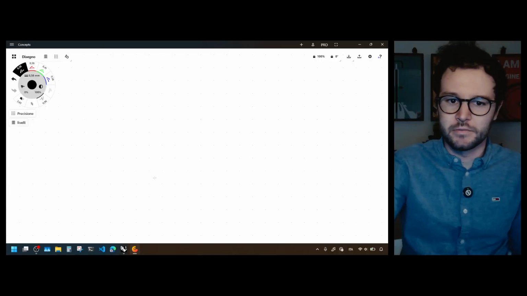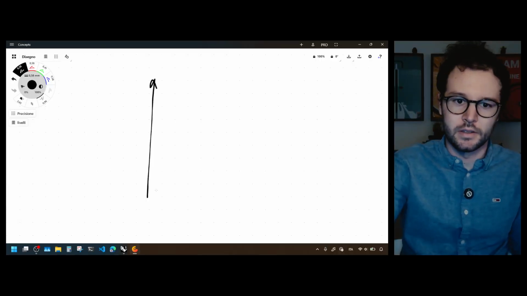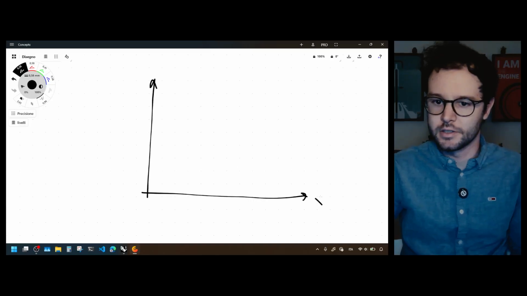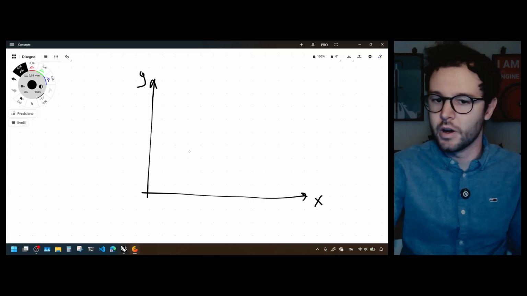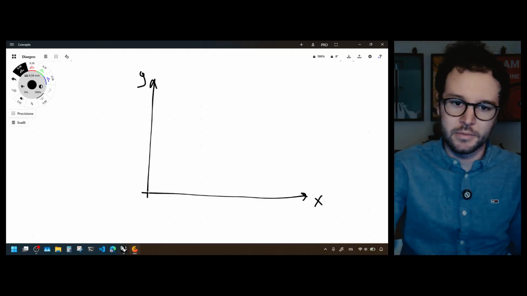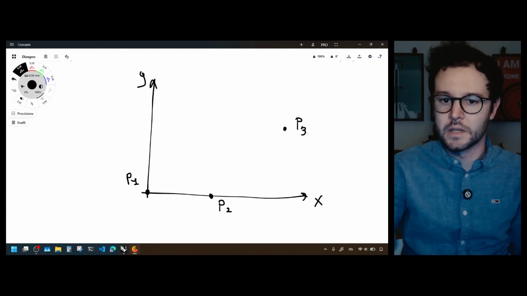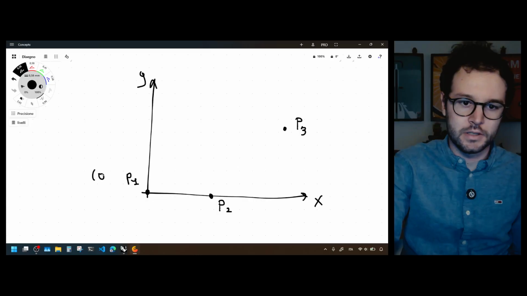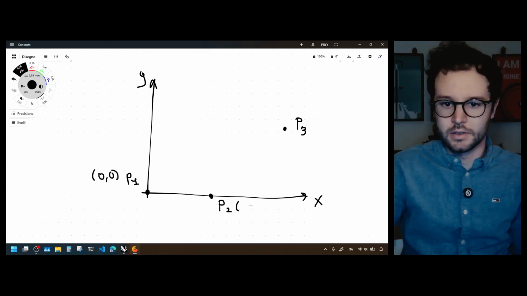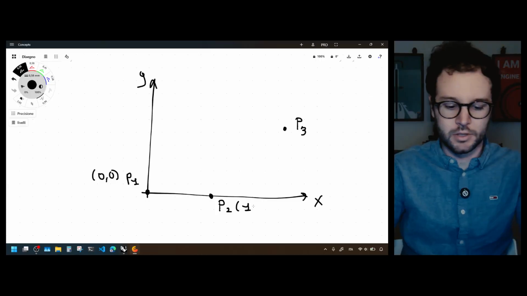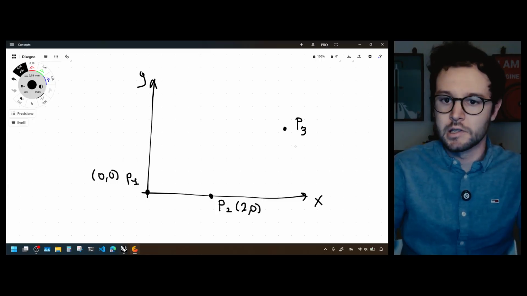Let's say we have 3 points in our Cartesian system. So let's say this is x and y. Imagine this is the CAD environment. Let's say we have point P1 here, and maybe point P2 over here, and then point P3 right here. Let's say these are coordinates (0, 0), and this is maybe (2, 1), (4, 2).